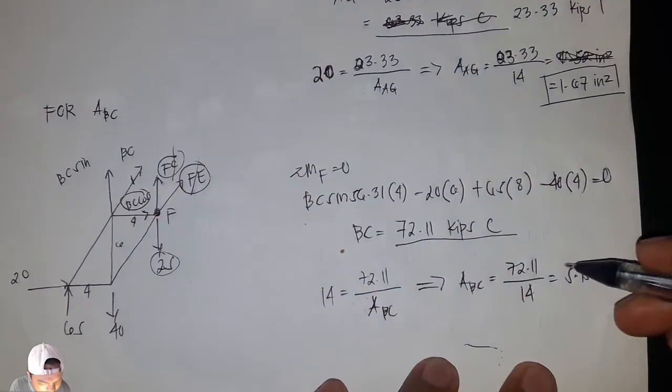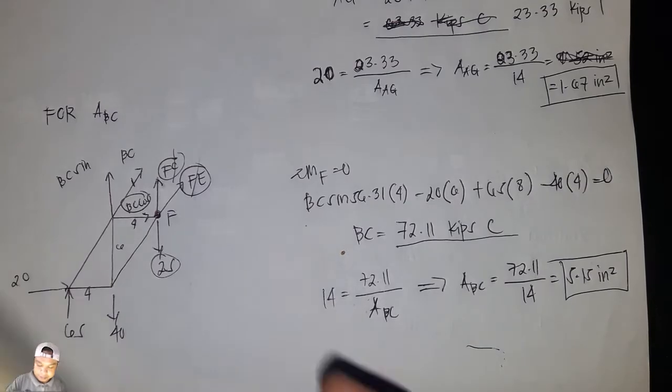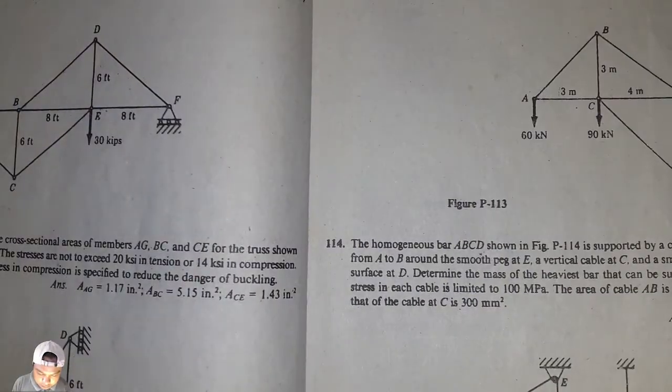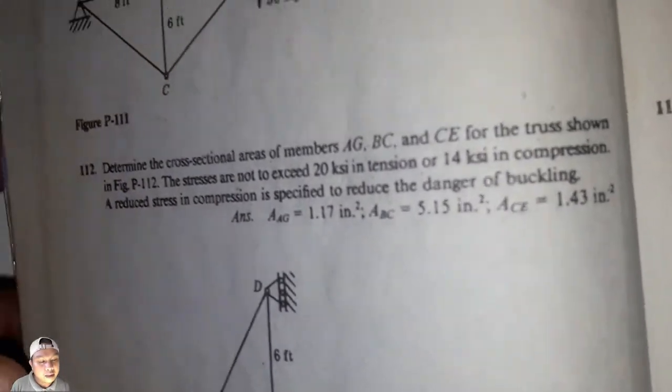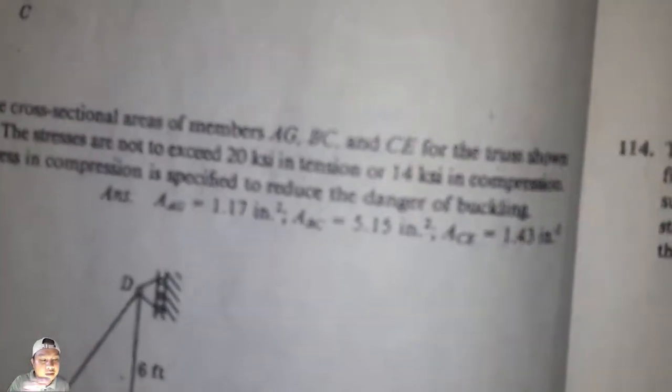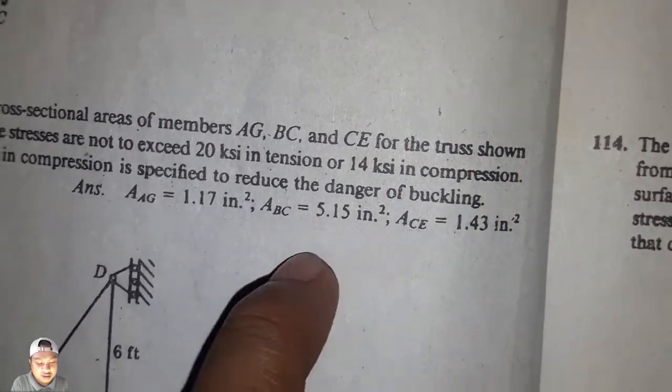So let's check this. 5.11. 5.15 pala. So we got it right, guys. This time we got it in one take. So 5.15 inch squared for area ABC.